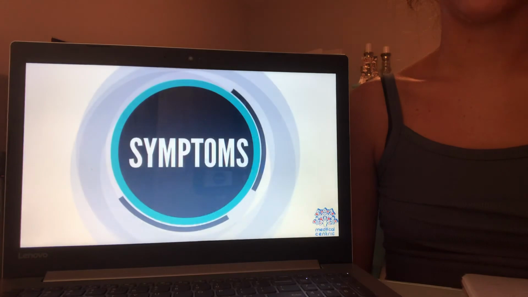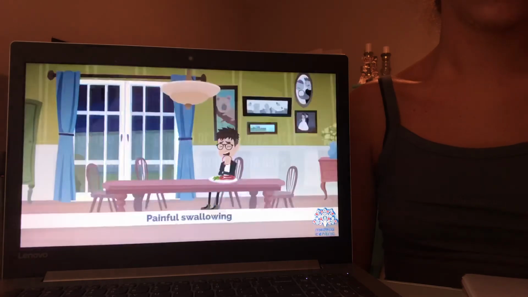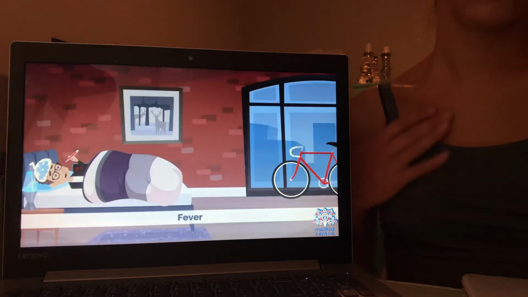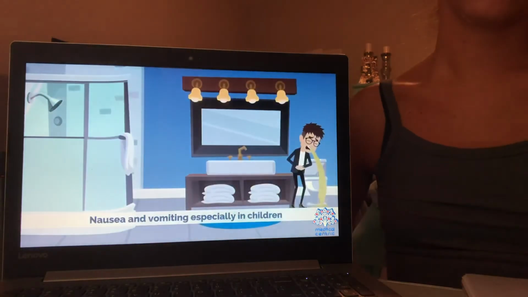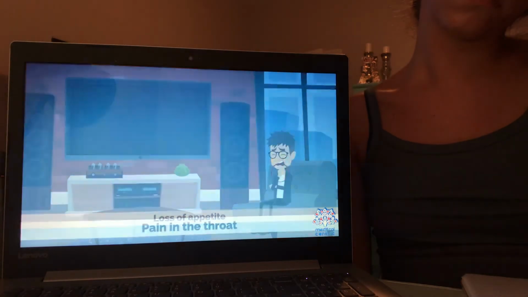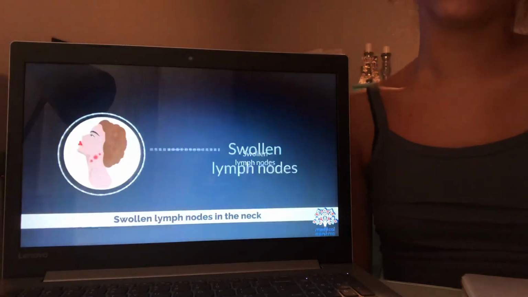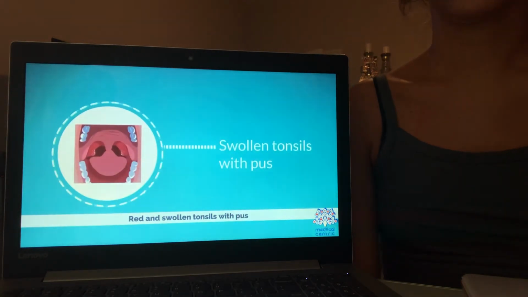Symptoms. Symptoms begin 1 to 3 days after exposure and last 7 to 10 days. Painful swallowing, fever, a headache, rash, body aches, nausea and vomiting, especially in children, pain in the throat, loss of appetite, swollen lymph nodes in the neck, red and swollen tonsils with pus.